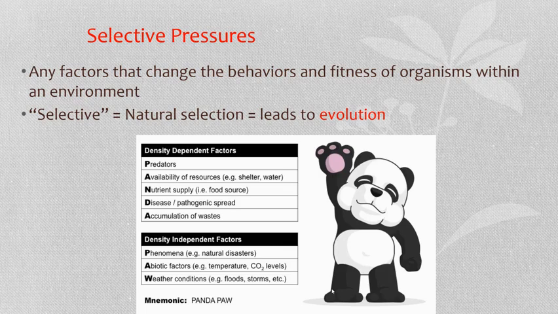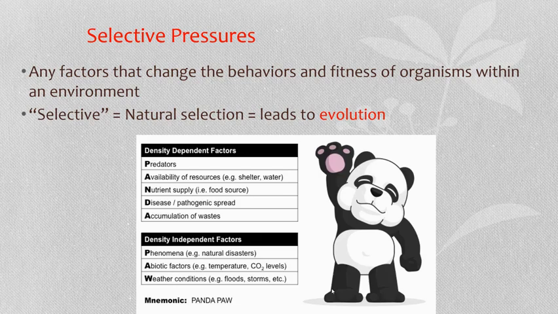Food sources are a density dependent factor where individuals will cluster around those food sources. Diseases tend to happen more in densely packed populations, and accumulation of wastes. If waste accumulates in a specific place, then that makes that place less habitable. And so these are all factors that will lead to changes in species, hence they are selective pressures.